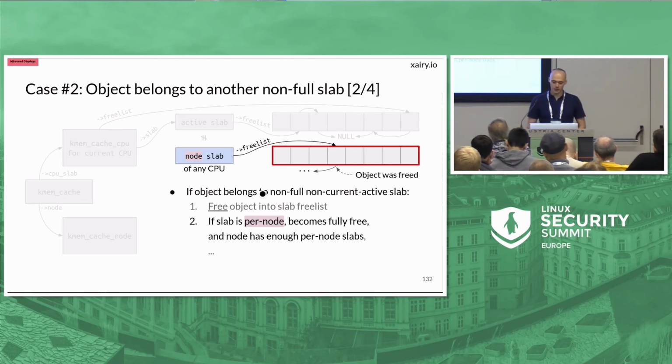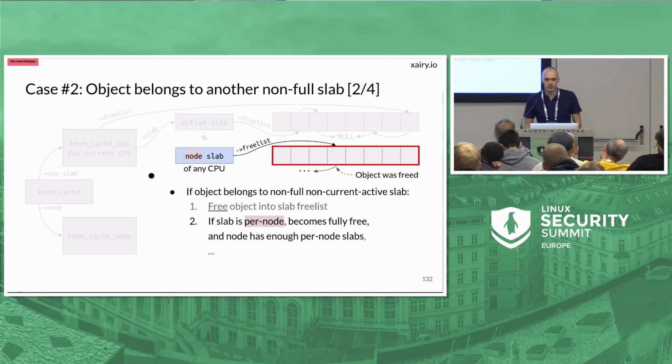This happens when we already have enough slabs on the per node partial list. Remember, we had two limits. We had a limit on the per CPU partial slabs, which is a hard limit from above, and we have a kind of a limit on the per node list.